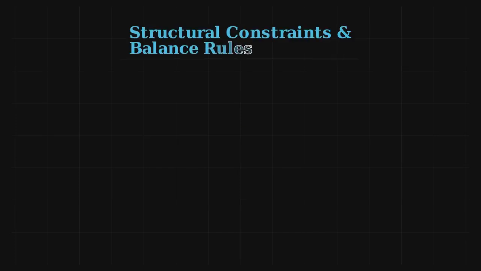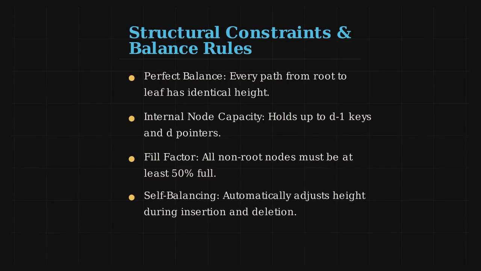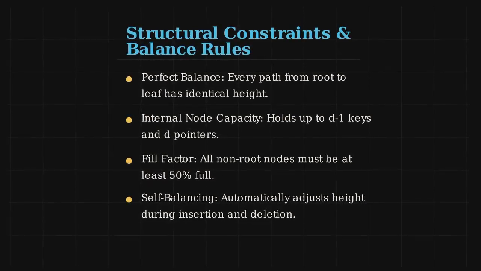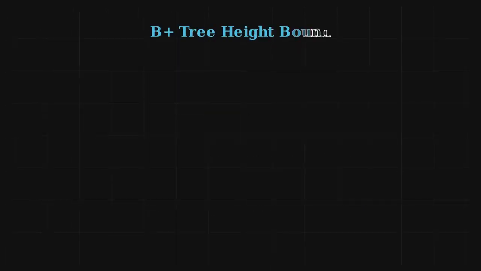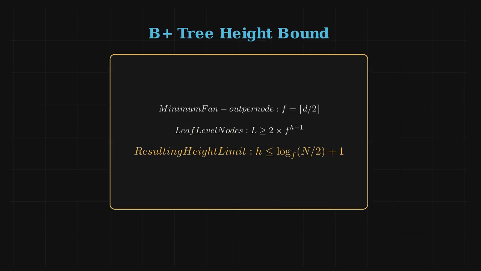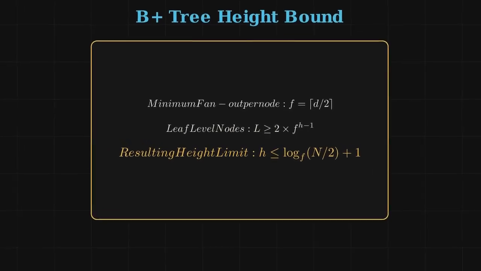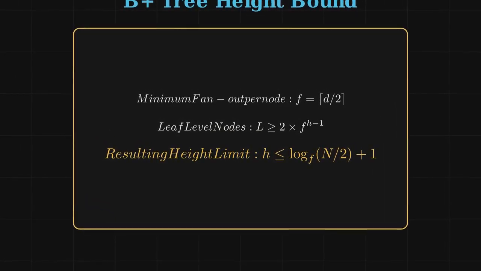To guarantee logarithmic performance, B+ trees enforce strict balance rules. Every node has a maximum capacity, or order D, and except for the root, must always remain at least half full. Let's look at the math. For a tree of order D holding n elements, the maximum height is bounded logarithmically. This ensures extremely shallow trees, typically requiring only 3 to 4 disk I/O operations.